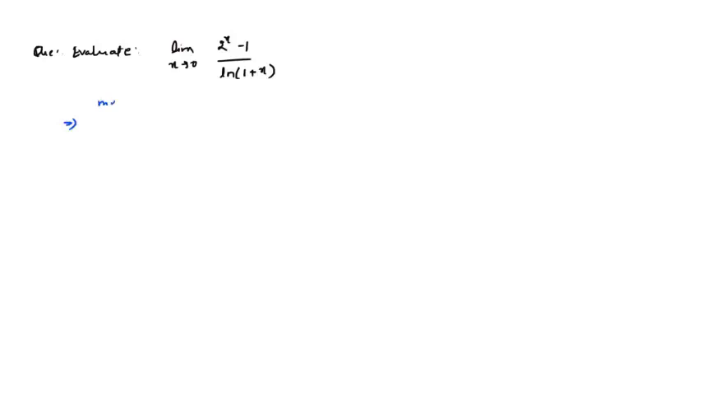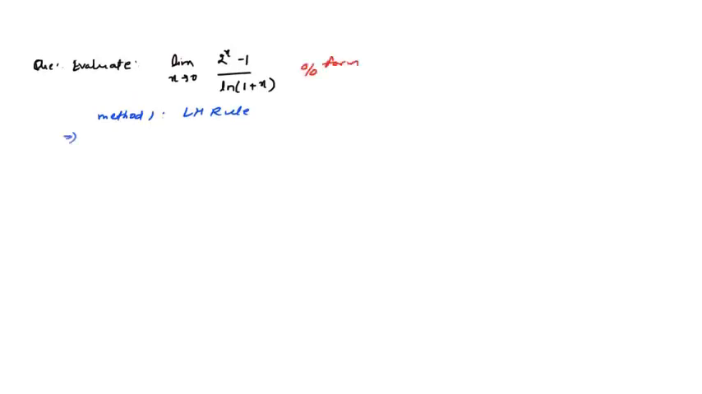Method 1, the L'Hospital's rule. If we apply L'Hospital's rule, first of all, this is 0 by 0 form, right? So on applying L'Hospital's rule, what we get here is, we can write it as limit x tending to 0.